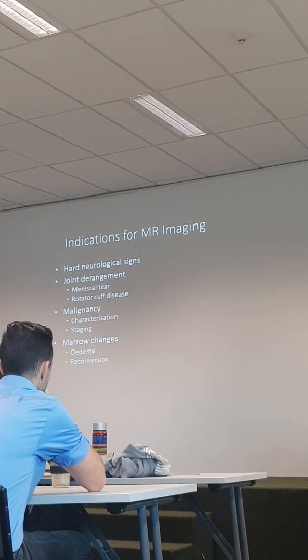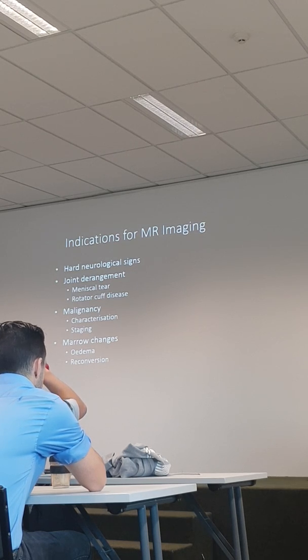Indications for MRI are basically anything that's soft tissue. So neurological signs, where you're looking at nerve involvement or brain involvement, and joint derangement, so anything that's going to injure something like a meniscus, a tendon, or a ligament.